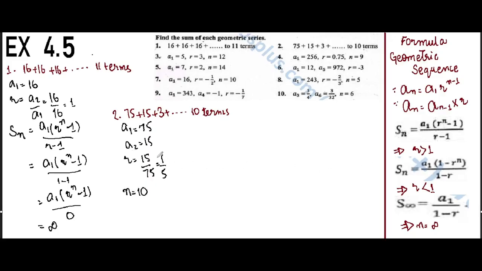So now we can use the formula. It is less than 1. So when the value is less than 1, we are going to use this formula. So S10 equals a1 into 1 minus r raised to the power n whole divided by 1 minus r. So it equals a1 is 75 into 1 minus r raised to the power n, so 1 by 5 raised to the power 10 whole divided by 1 minus 1 by 5.